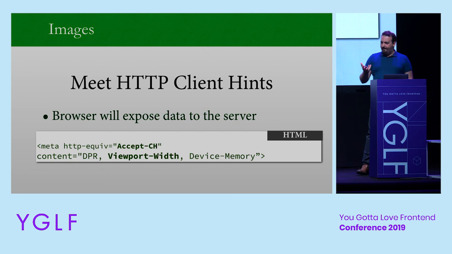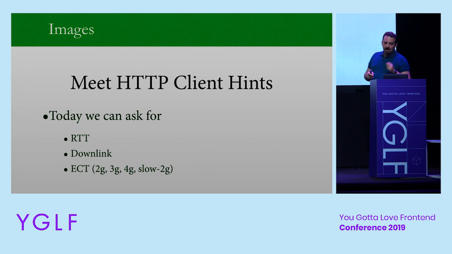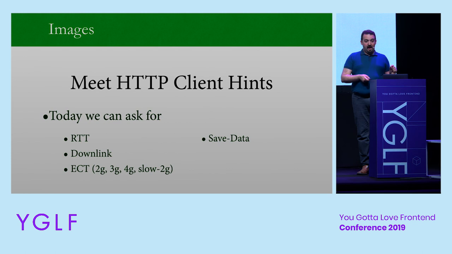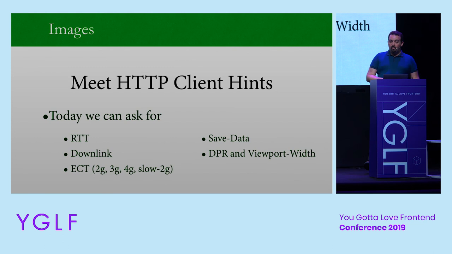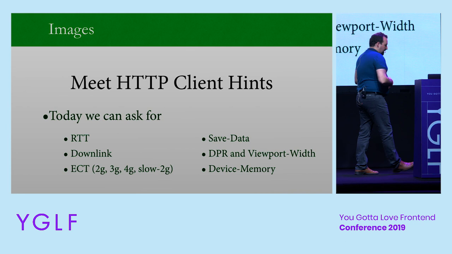So you can ask for round trip time, latency, so your server can actually know the current latency and make decisions server side about the experience that you want to provide to that user. Downlink, that's basically an estimation of the bandwidth. This is connection type, 2G, 3G, 4G. Save data, a Boolean flag that will tell you the user has data saver enabled. DPR, device pixel ratio, so pixel density, and viewport width. And also, you can ask for device memory, which is kind of cool, because now you can know if it's a feature phone or if it's really a smartphone or a computer, and change, for example, the image file that you are sending.